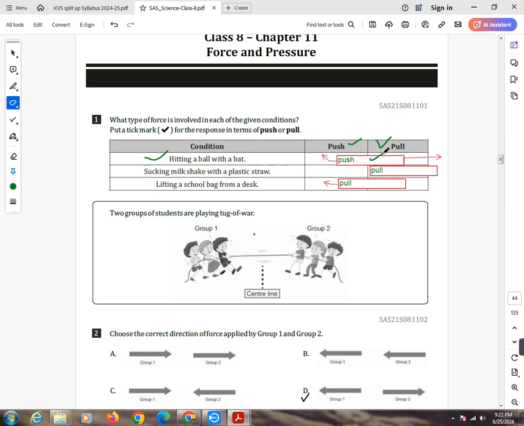Is it correct? Next is sucking milk shake with a plastic straw. So here the correct answer will be pull. So we will pull the milk with the help of the plastic straw. Third is lifting a school bag from a desk. So the correct answer will be pull. Here we are lifting the bag from the desk, and for this action we have to pull the bag.